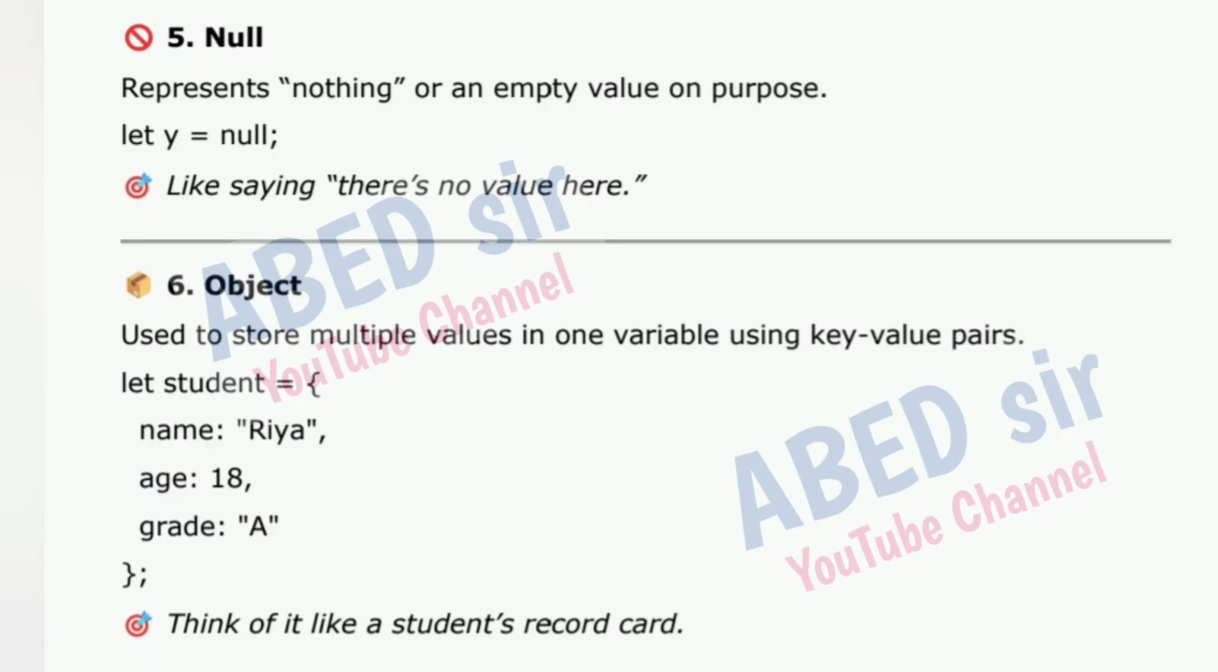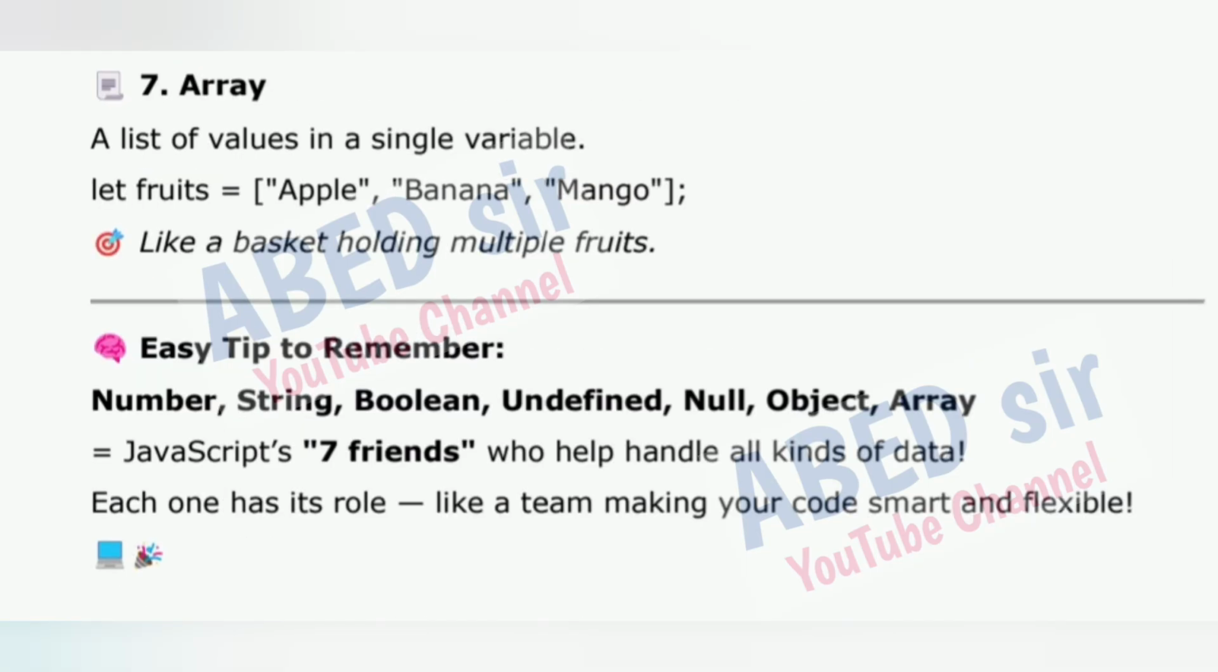6. Object. Used to store multiple values in one variable using key-value pairs. let student = {name: "Ria", age: 18, grade: "A"}. Think of it like a student's record card. 7. Array. A list of values in a single variable. let fruits = ["apple", "banana", "mango"]. Like a basket holding multiple fruits.